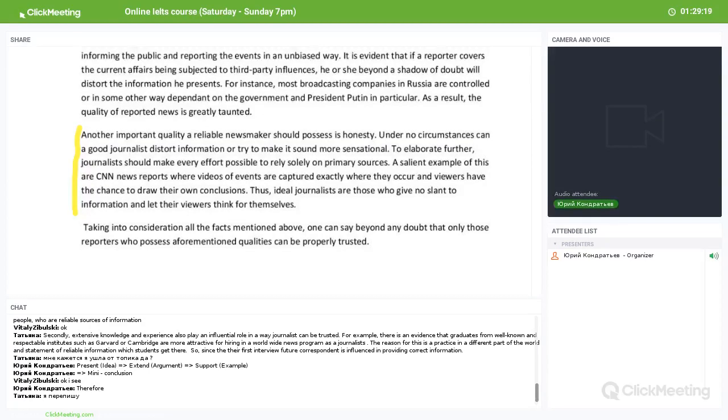Yes, you can rewrite it and then send it to me. Okay. So Vitaly, if you want, you can write a conclusion now. We still have time for this.